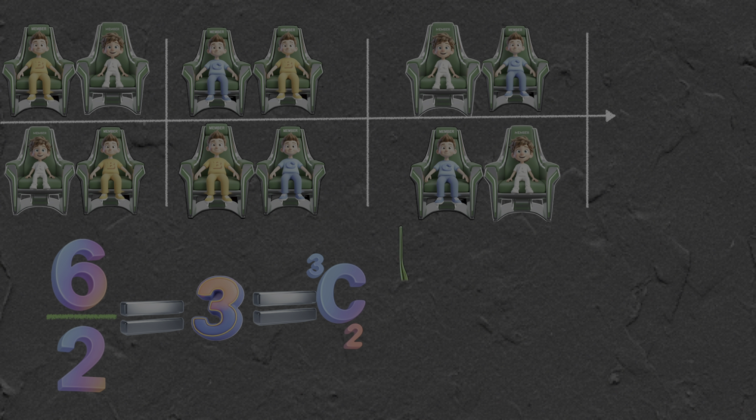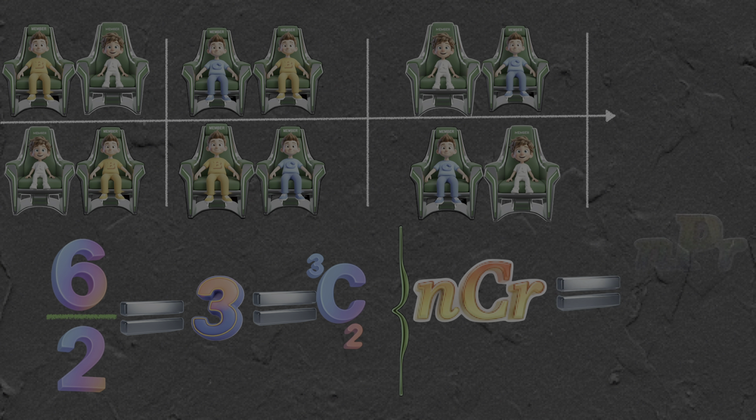And this illustrates that nCr is equal to nPr divided by r factorial. Each unique selection corresponds to r factorial ordered arrangements collapsed into one.